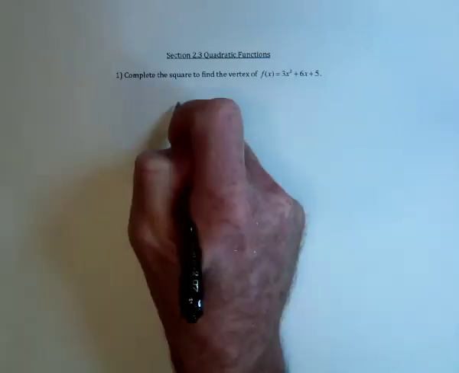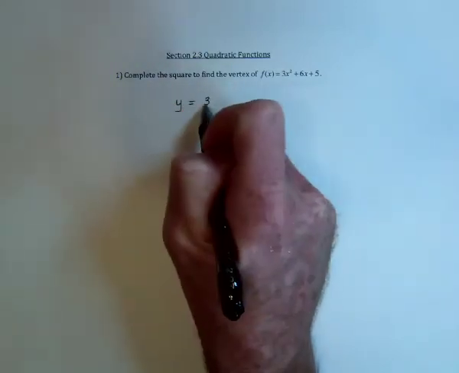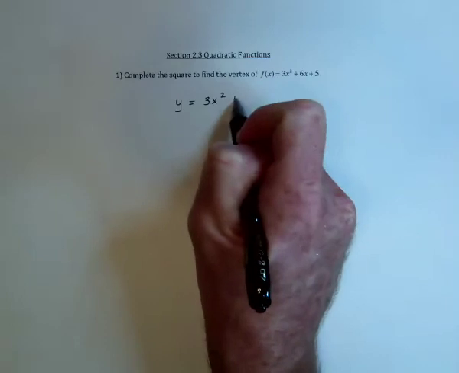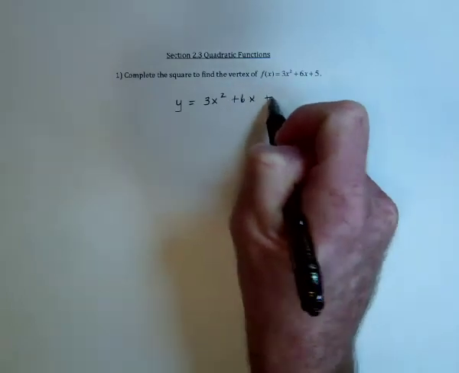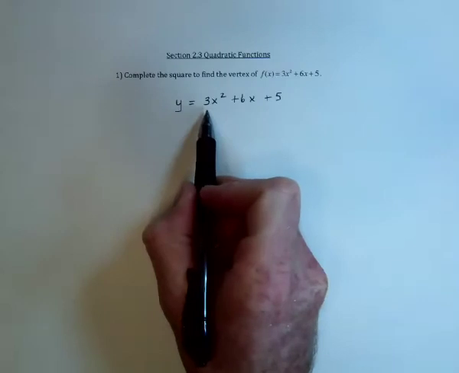So the first problem for quadratic functions is to complete the square in order to find the vertex of this function. I'll begin by replacing f of x with a y. So we've got y equals 3x squared plus 6x plus 5. The next thing to do is divide everything by a 3.